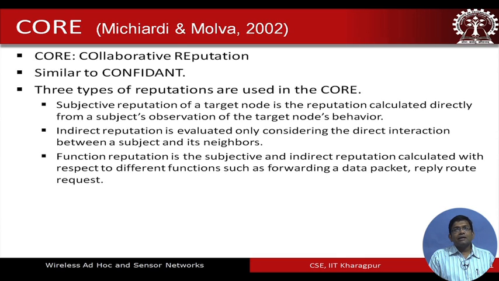So, this is basically the reputation of a target node which is calculated directly from a subject's observation of the target node's behavior. Indirect reputation, which is evaluated only by considering the direct interaction between a subject and its neighbors, and the third is functional reputation, which is the subjective and indirect reputation calculated with respect to different functions such as forwarding a data packet, replying to a route request and so on.